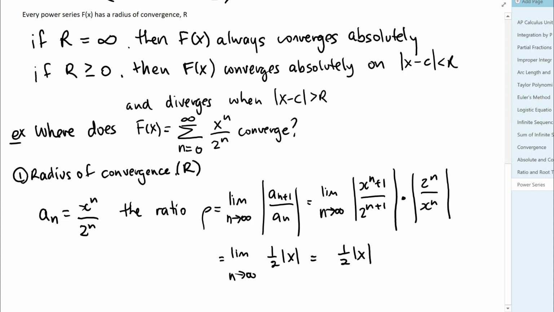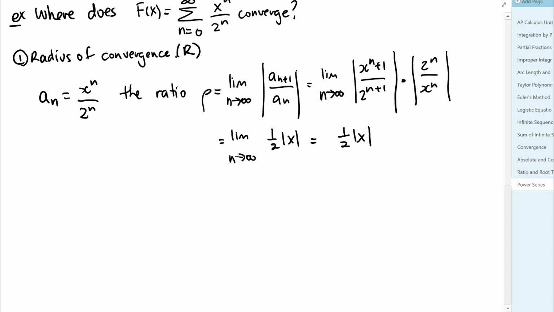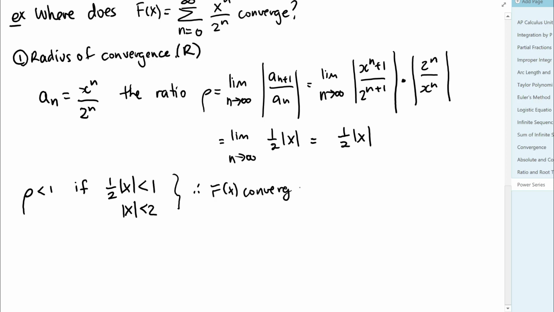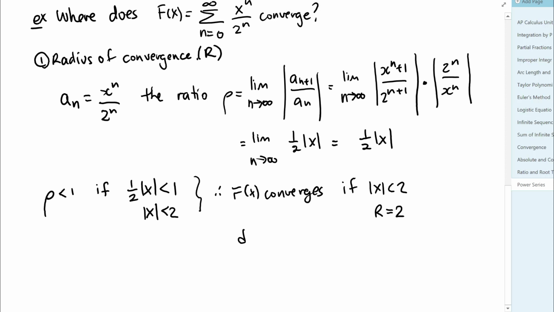And so now I have my ratio, and this ρ value will be less than 1 if one half of the absolute value of x is less than 1, which means the absolute value of x has to be less than 2. Therefore, f of x converges if the absolute value of x is less than 2, which means our radius is 2, and therefore it diverges otherwise.